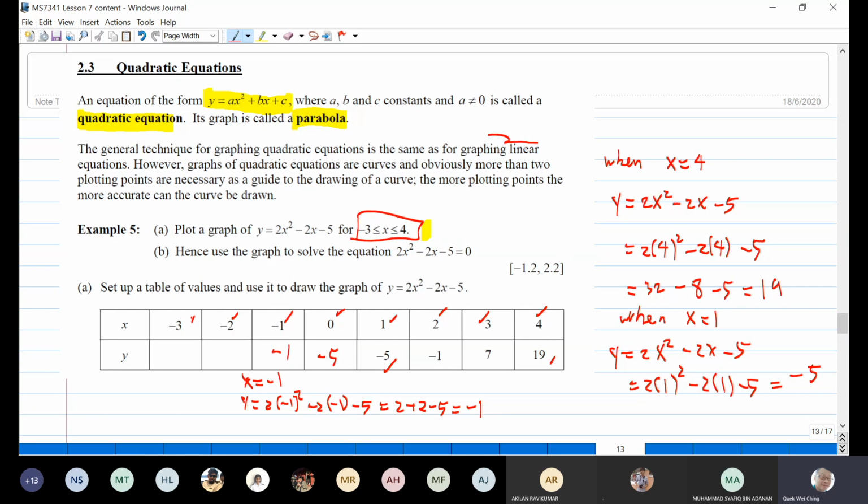What about x equal to minus 2 now? So put x equal to minus 2, then y equals 2 times minus 2 squared minus 2 times minus 2 minus 5. Put in calculator, get 8. Minus 2 squared is 4, 4 times 2 is 8. 8 plus 4 is 12. 12 minus 5 equals 7. Put this 7 here. What happens when x equals minus 3?